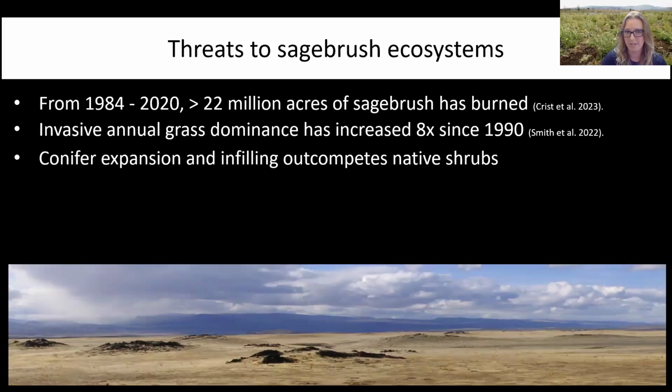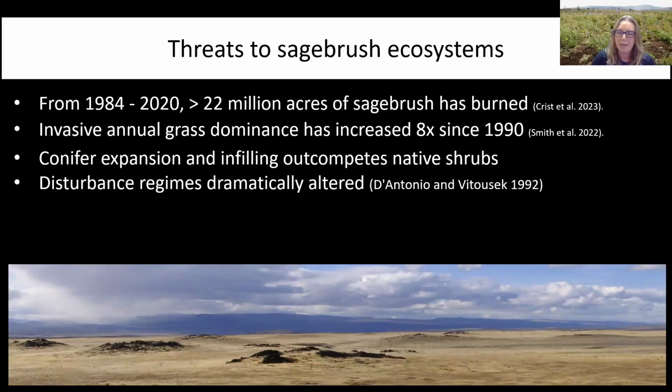In other places of the sagebrush biome, we're also seeing conifer expansion and infilling, and that often outcompetes the native shrubs that historically would have been the dominant woody species. And so because we have both a change in herbaceous vegetation, and we also have a change in the woody vegetation, you can imagine that fire regimes have been pretty dramatically altered.